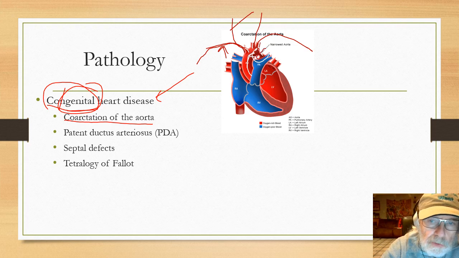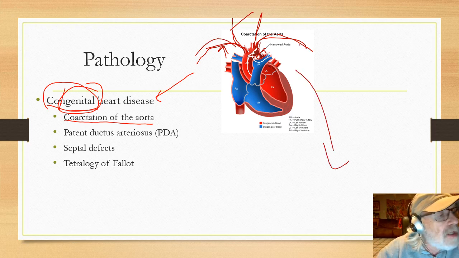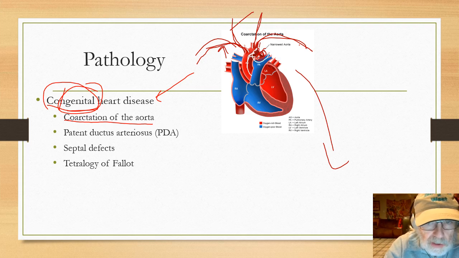What happens then, when it gets narrowed off down here, is that the blood pressure, because it's backing up, gets higher in the upper extremity, and down below, in the lower extremity, the blood pressure is lower. Simply because that area of the blood supply is being cut off by where the aorta is narrowed, and that's called a coarctation of the aorta.